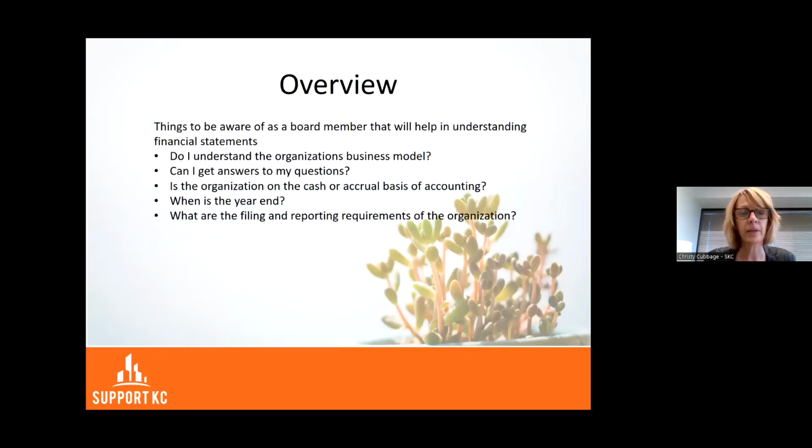A couple of things to be aware of when you're a board member and you're just starting and you're not really sure about what's going on when they hand you that board packet. I always say, get to know the organization that you're a board member for. Or if you are the staff of an organization, make sure that the board members are educated on how you operate the nonprofit.